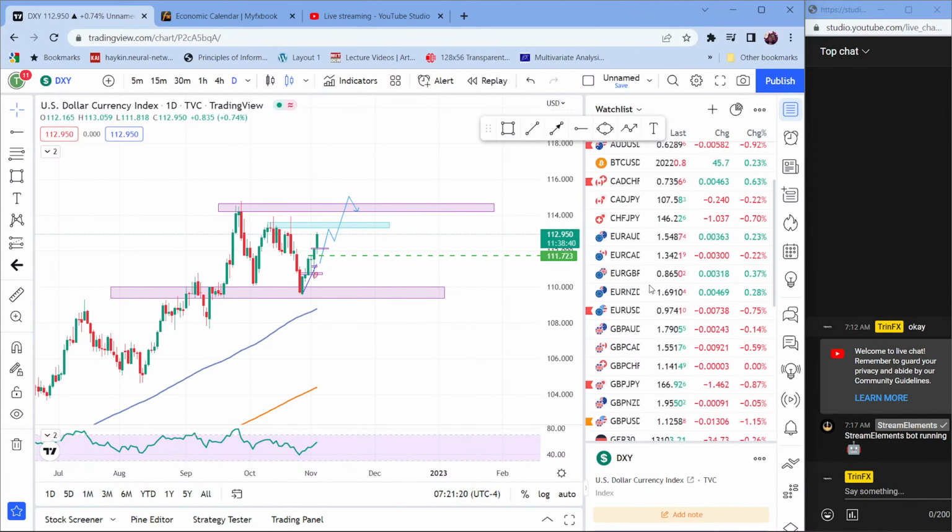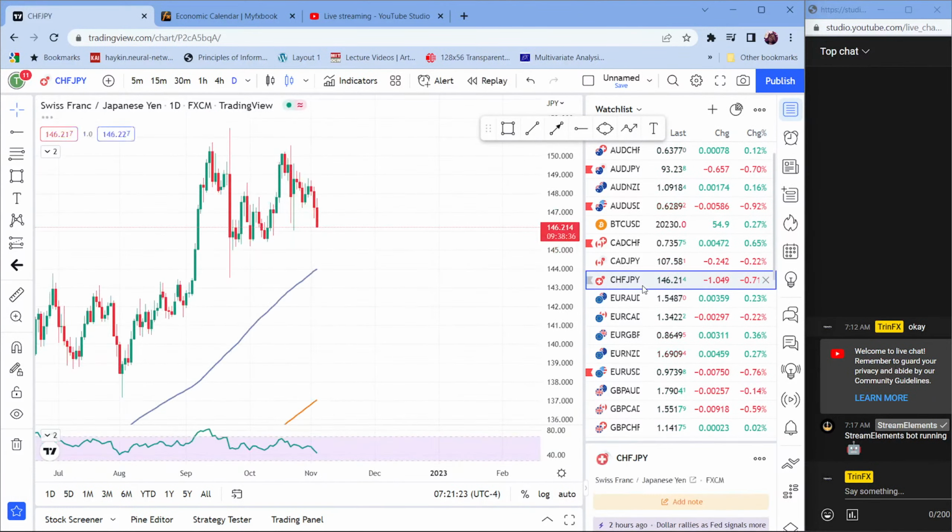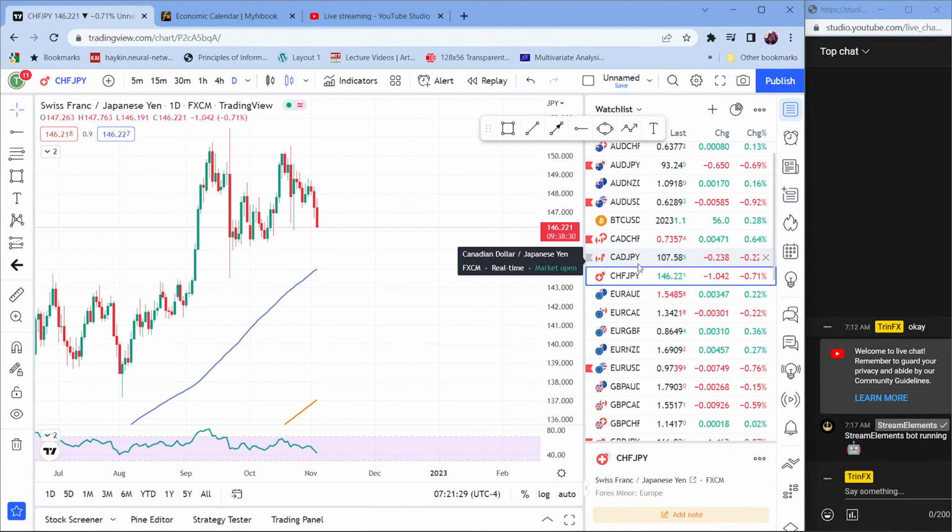All right. In terms of other things that we have coming up, let's take a look at the CHF pairs. Sorry, the JPY pairs, because the yen actually did move pretty nicely overnight.